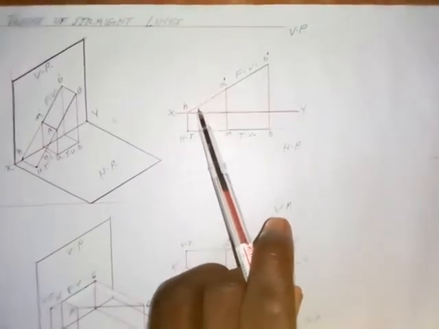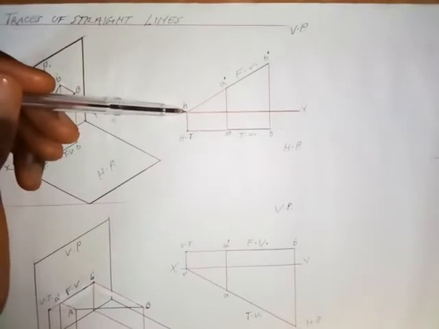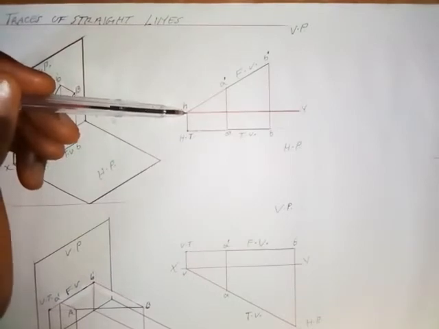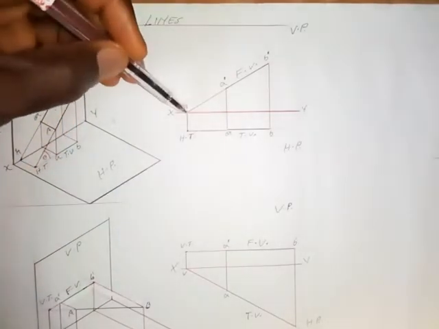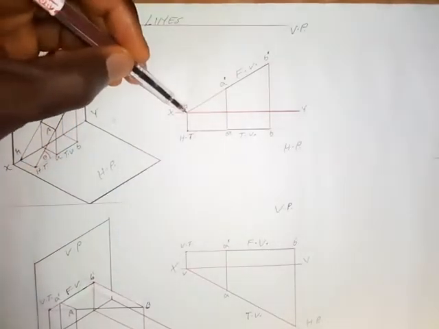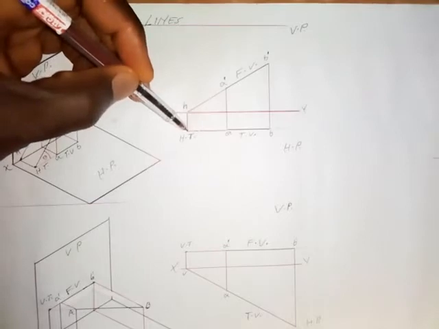It comes like this, and it meets the XY line at this point. This point is labeled small letter H. Now, if I project a line from this point on the XY line, I will draw a line coming down like this. It gets to this point.